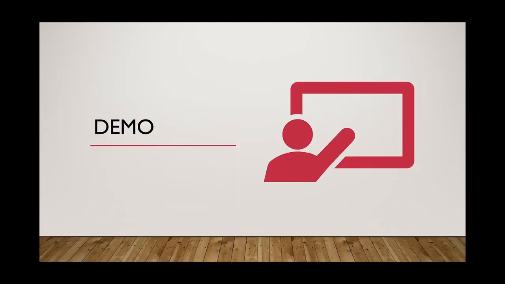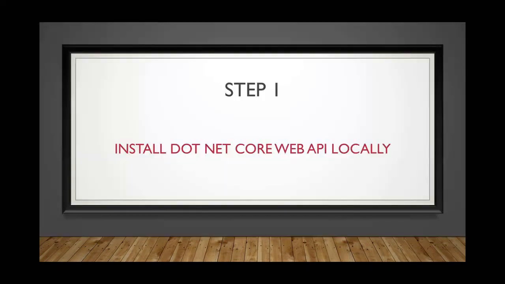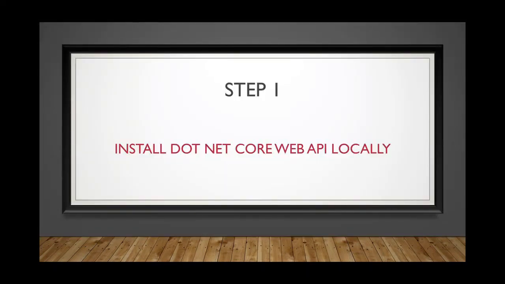The next one would be, let's dive into the demo now. There are actually 4 steps in the demo. Now let me take you through one by one. So step 1, we can install the .NET Core API locally. Basically we're going to have a template on the local machine, and we're going to install the project from the template. So let's see this in action.